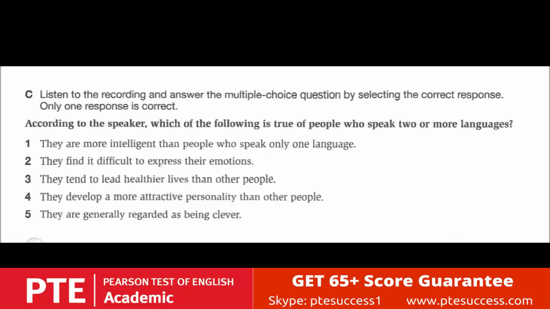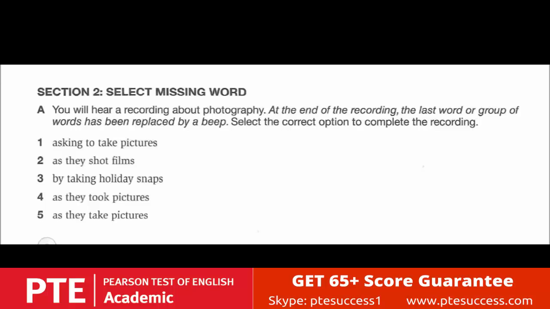Practice Test 2, page 81. Section 2. Select missing word. You will hear a recording about photography. At the end of the recording, the last word or group of words has been replaced by a beep. Select the correct option to complete the recording. Recording A.